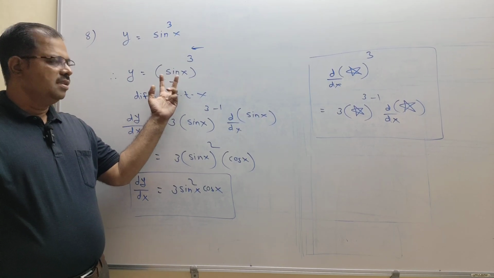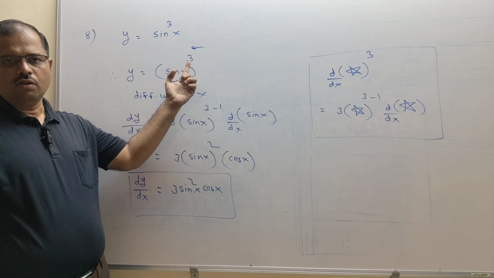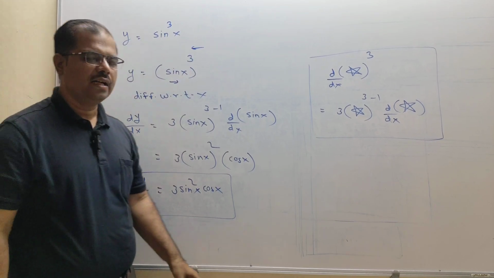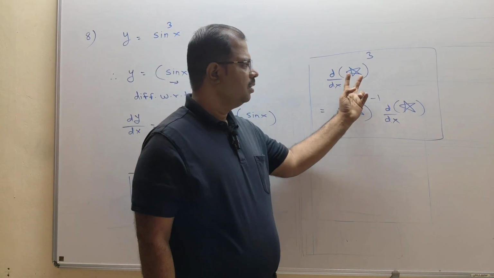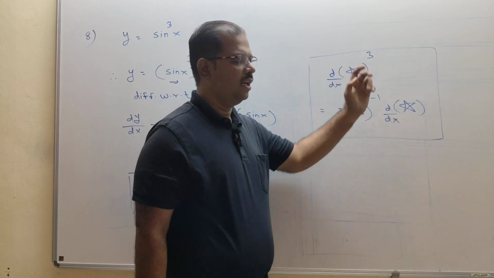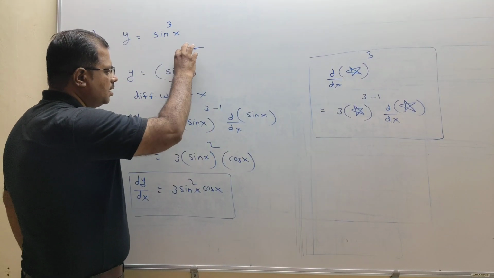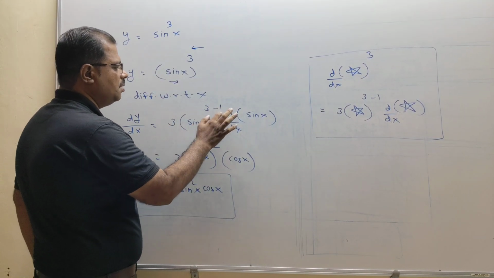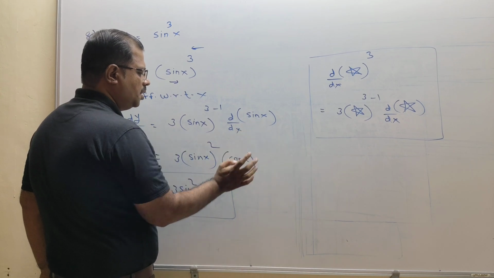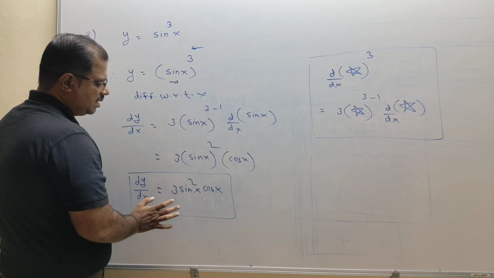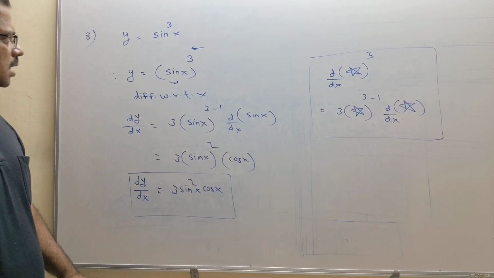Sin x, sin is the inner function, cube is the outer function. Therefore, first we have to take the derivative of the cubing function, that is derivative of fx raised to n. Derivative of sin x raised to 3, 3 into sin x raised to 3 minus 1 into derivative of sin x in numerator, that is cos x. Therefore, the answer is 3 sin square x into cos x.